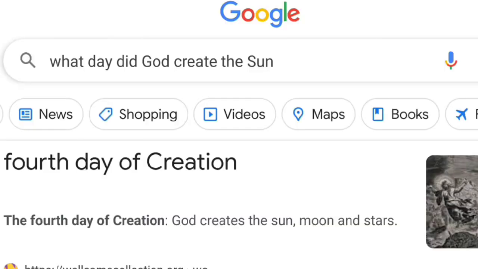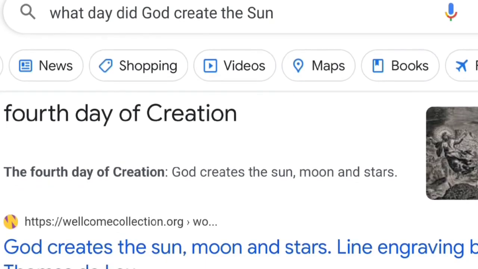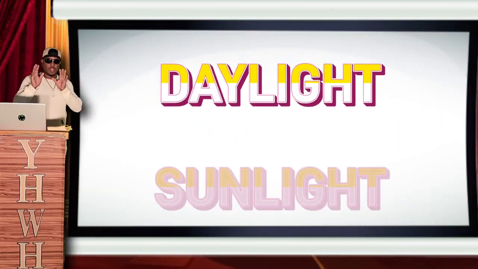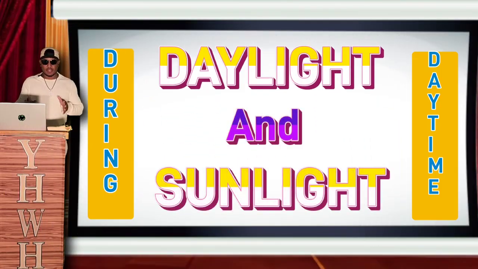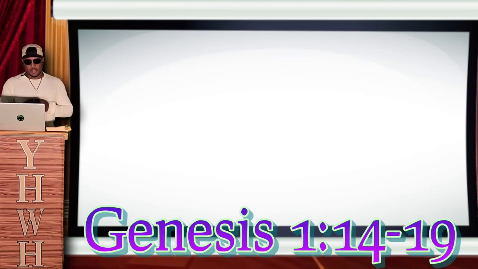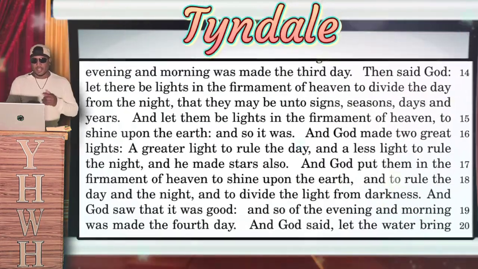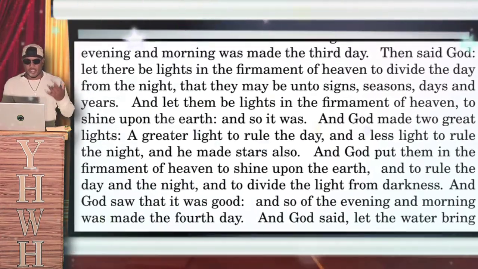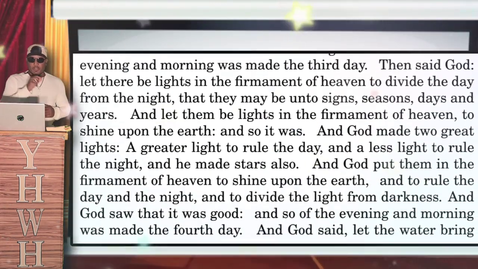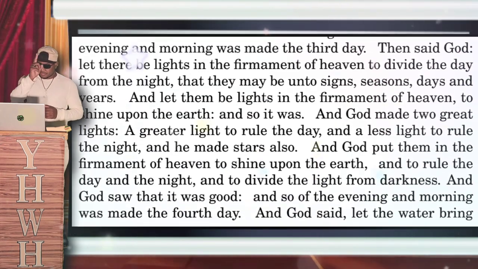Fourth day of creation. According to Wellcome Collection, on the fourth day of creation, God creates the sun, moon, and stars. So clearly, that has to mean there's two different forms of light. Now, let's go to Genesis 1, 14 through 19. Then God said, let there be lights in the firmament of the heavens to divide the day from night. And let there be for signs and seasons and for days and years.